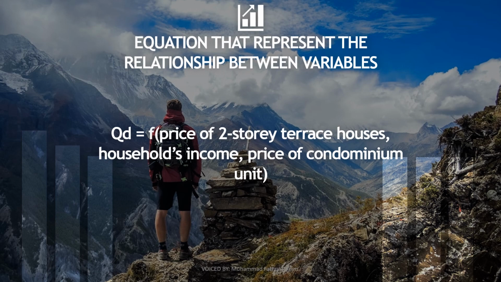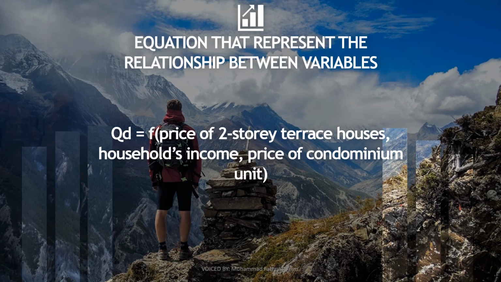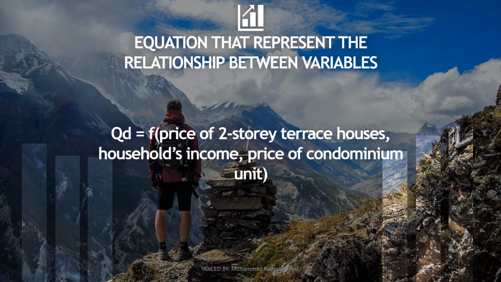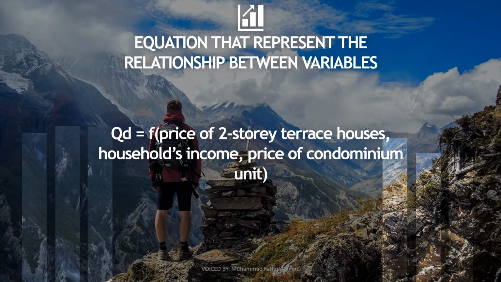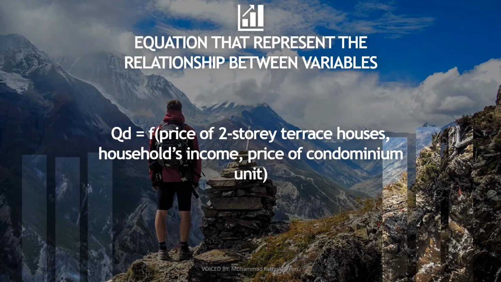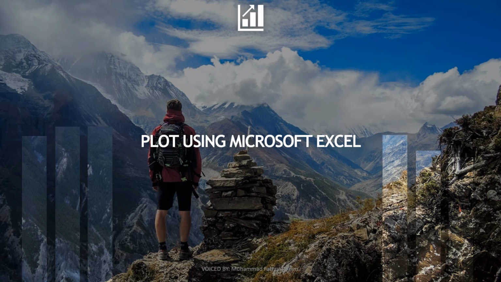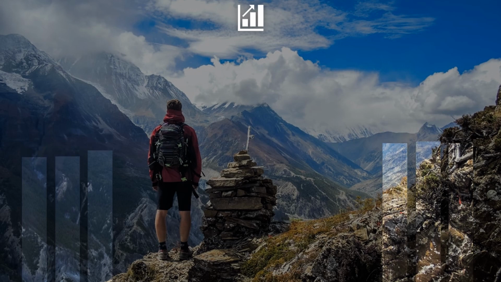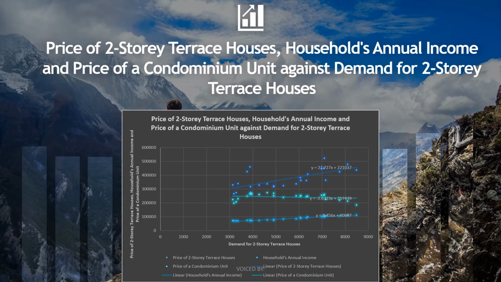This is the equation that represents the relationship, which consists of three variables, which are price of 2-story terrace houses, households income, and price of condominium per unit, where QD is equal to Y, which is quantity demand. Therefore, we will have three equations. Next, we are using Microsoft Excel to plot the graph and transfer the data into the graph. This graph will represent all the data that are available.